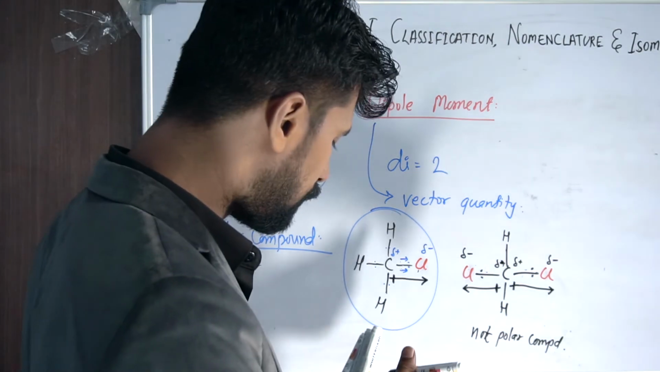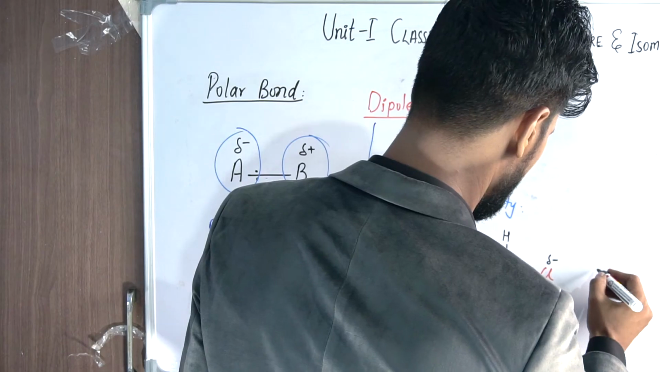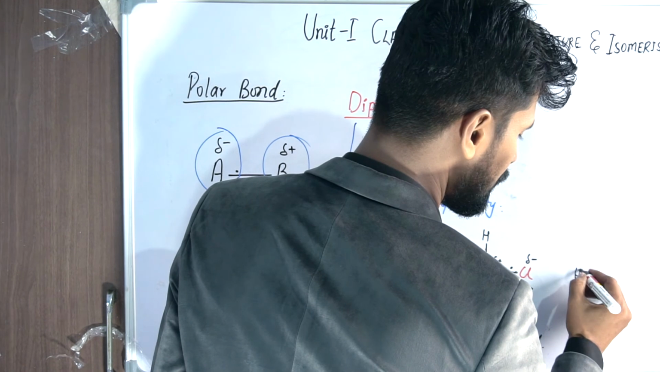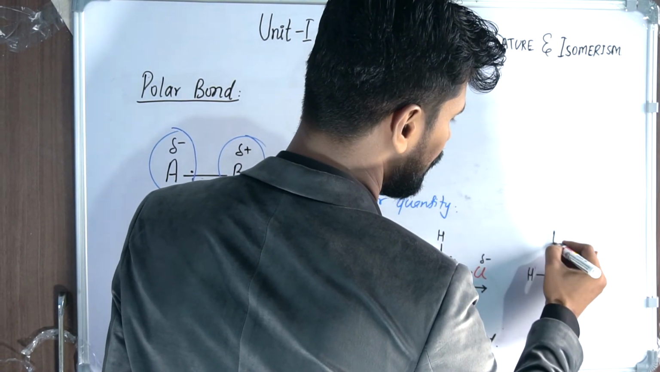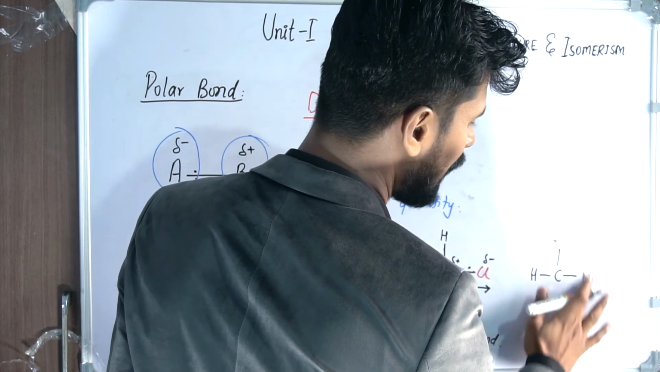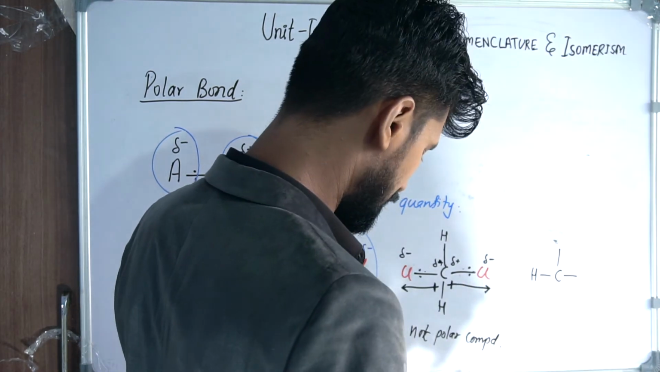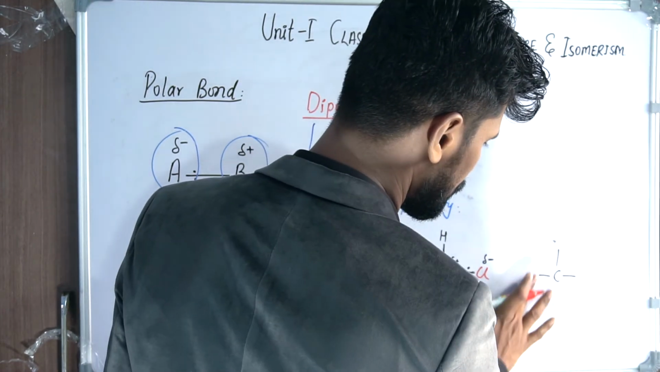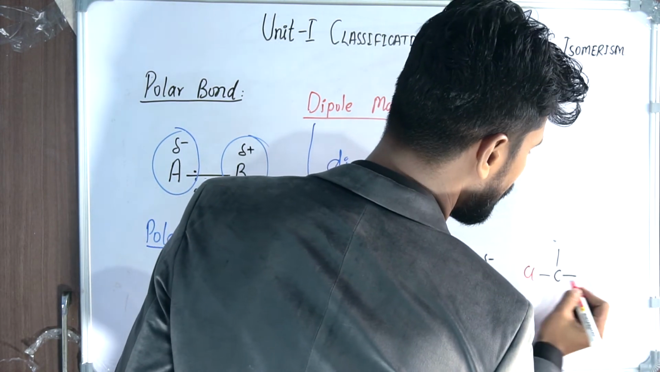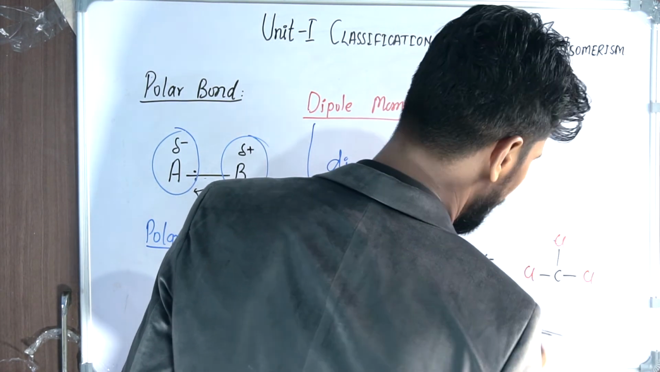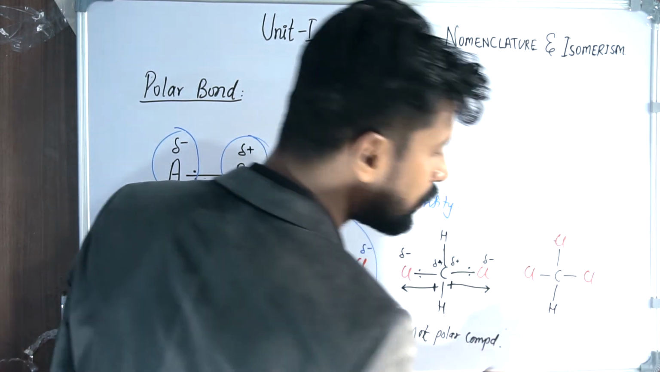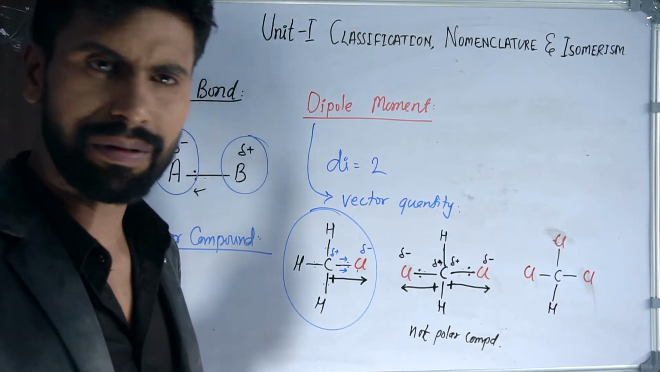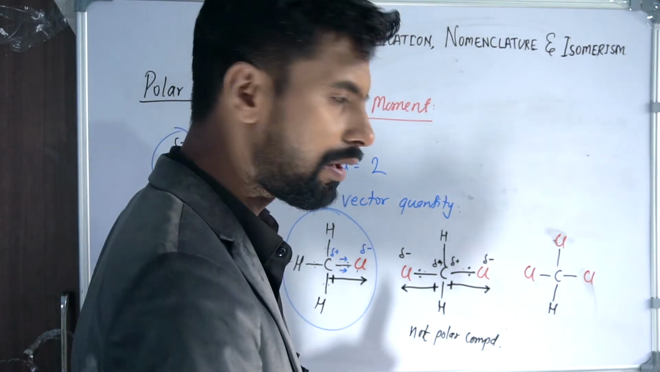Understood? I will give one more example. Suppose H, C, H, H. I will not draw it like that, I will just tell you like this: Cl, Cl, Cl, and here is H. Is this a polar compound or not? You think about this. Meanwhile, I will also explain it.